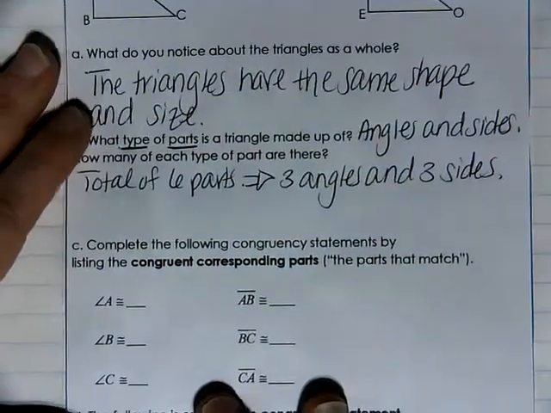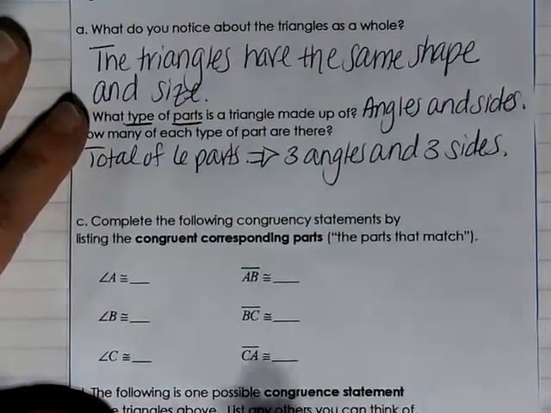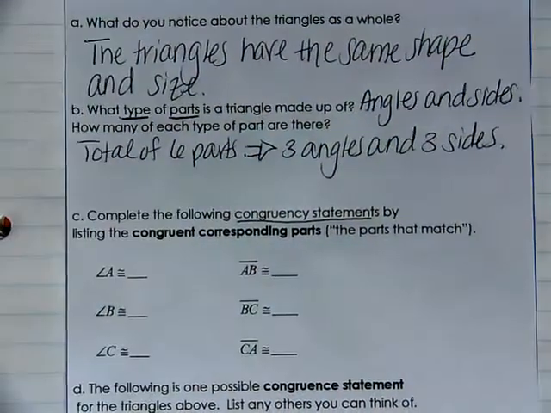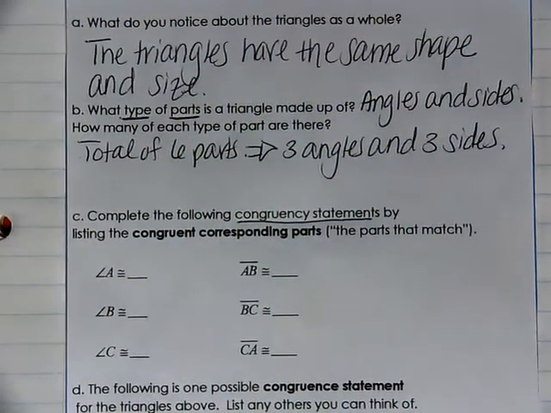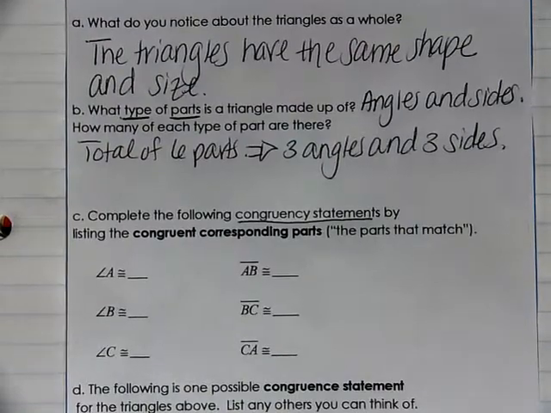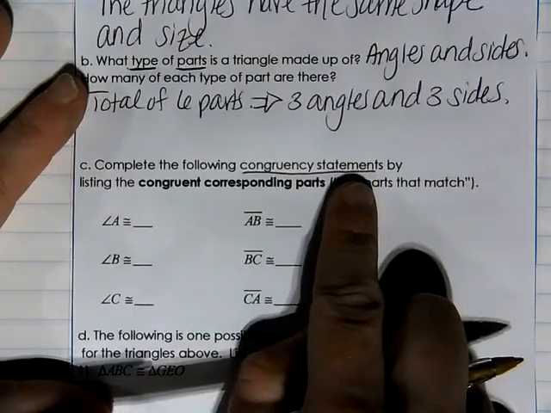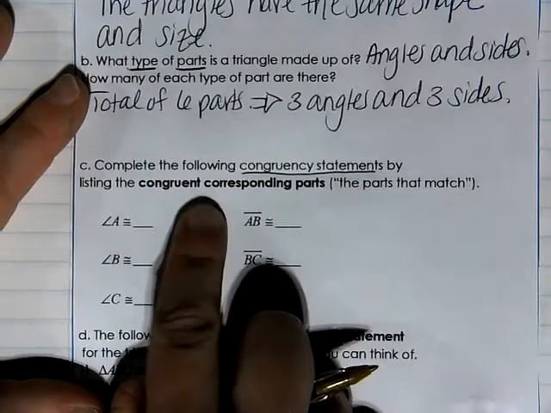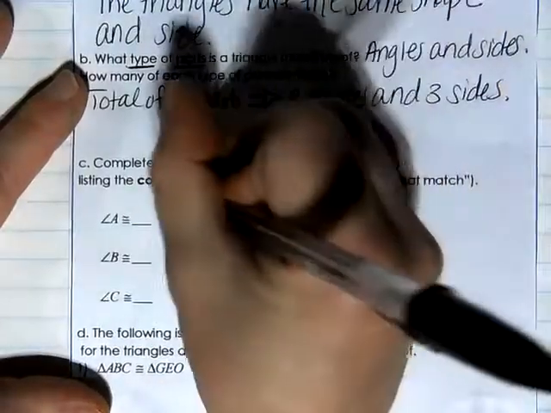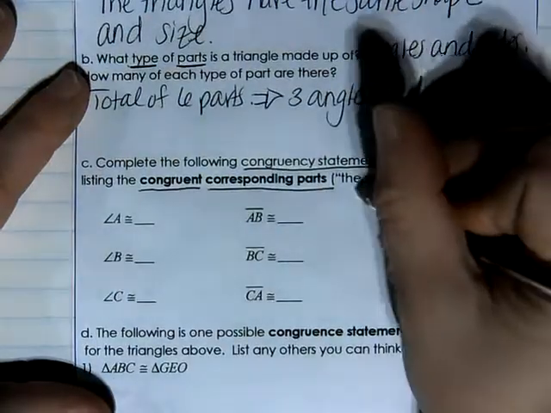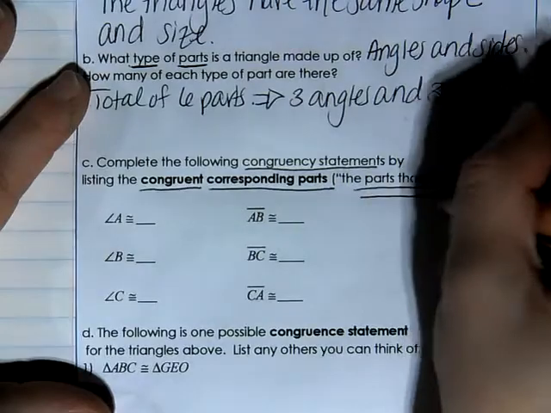letter C is asking, to complete the following congruency statements. So congruency statements means that we are talking about what parts have to match up and are congruent to each other. So we're going to complete the following congruency statements by listing the congruent corresponding parts. That means we're looking at the parts that match up.